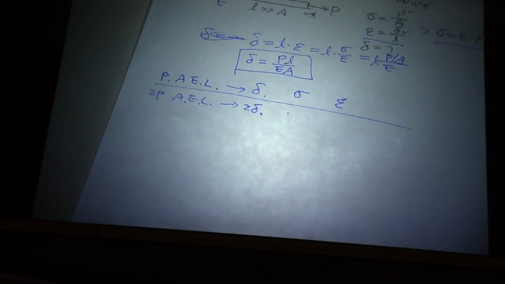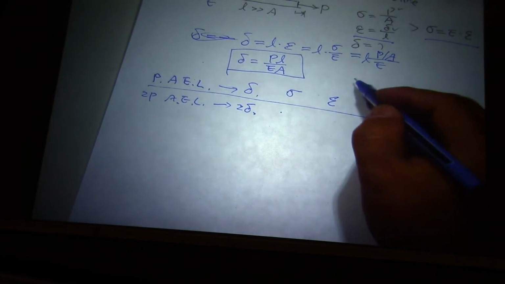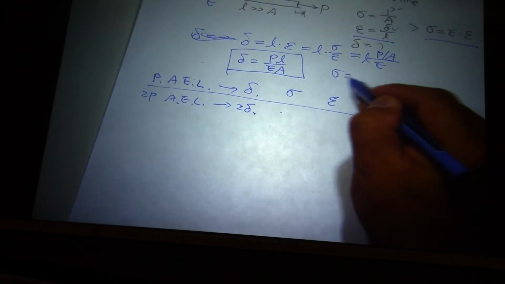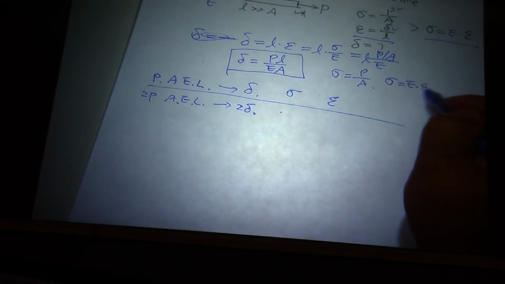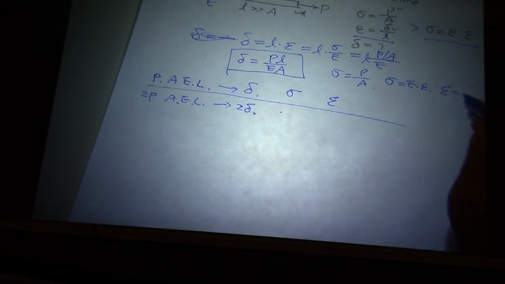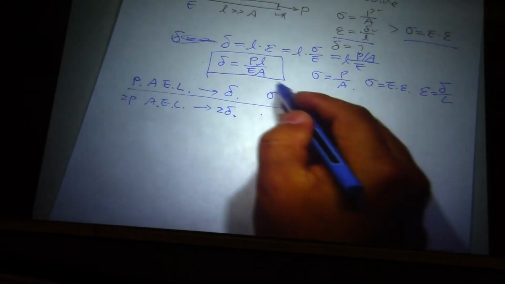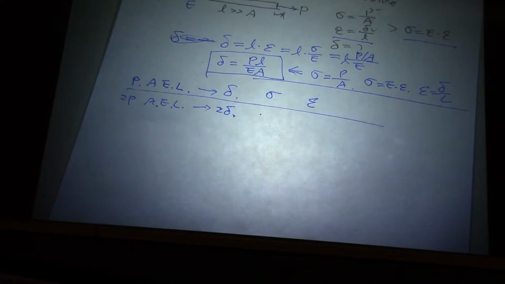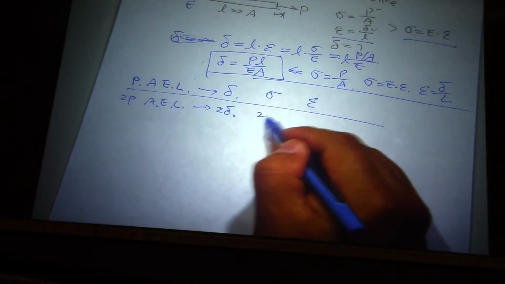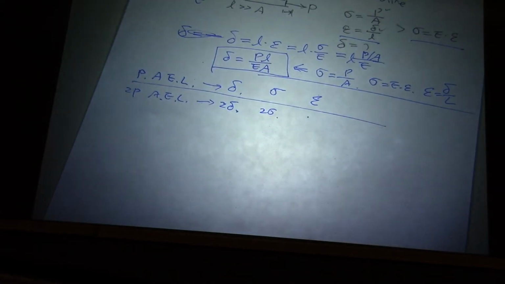Twice, right? Because the reason is here. So let me put the equation here. Sigma equals P over A. And then sigma equals E times epsilon. And then epsilon is delta over L. That's all the equations we have. Right? This one is coming from this 3. Okay, now this will be twice the stress. Now what about strain?